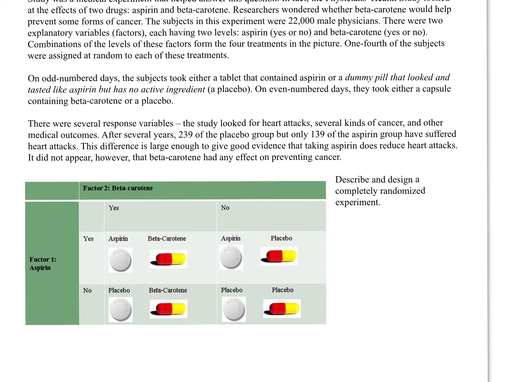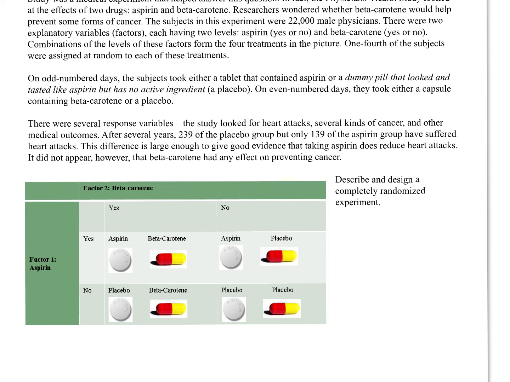So there were several response variables. The study looked for heart attacks, several kinds of cancer, and other medical outcomes. After several years, 239 of the placebo group, but only 139 of the aspirin group have suffered heart attacks. This difference is large enough to give good evidence that taking aspirin does reduce heart attacks. It did not appear, however, that beta-carotene had any effect on preventing cancer.